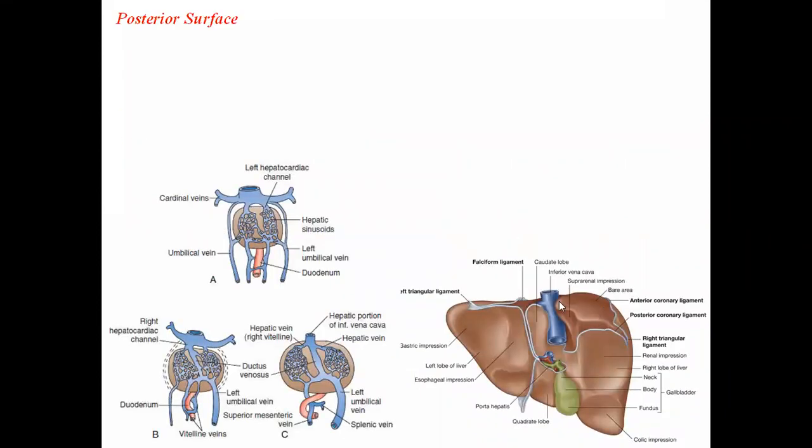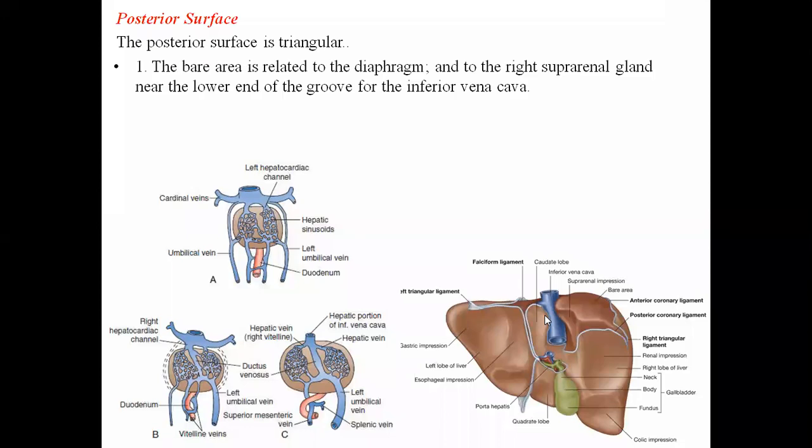Posterior surface, this area is the posterior surface. It is almost triangular in shape. Again, if you look at the section, if you draw a line here at the porta hepatis, you can see the difference between the posterior and the inferior surface. So the posterior surface is almost triangular in shape, and the bare area is related to the diaphragm.